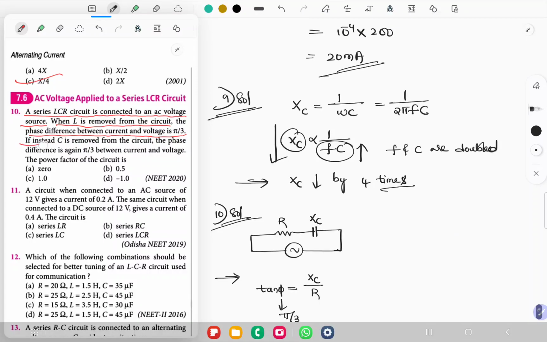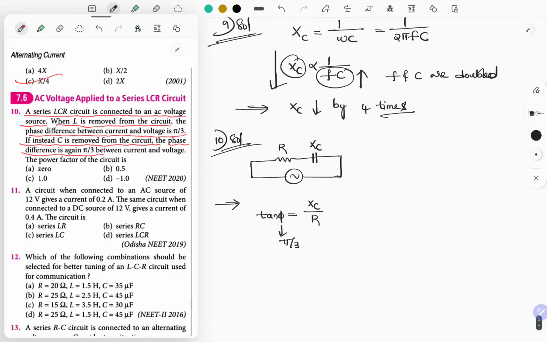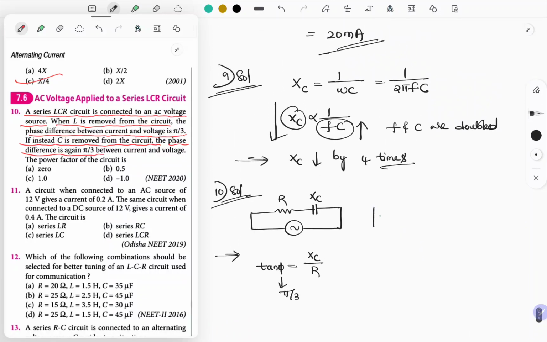Next, if instead C is removed from the circuit, the phase difference is again pi by 3. In this case they are removing C, so only the inductor and resistor are present. This is the supply voltage, R and XL. Again the tan phi formula: the reactance here is the inductive reactance divided by R. Again the phase difference is pi by 3.